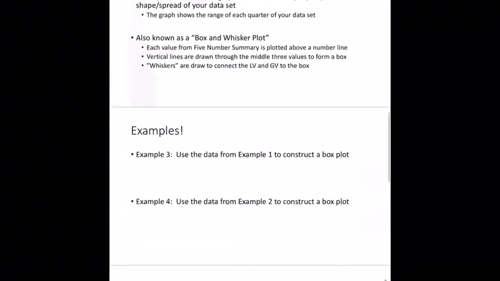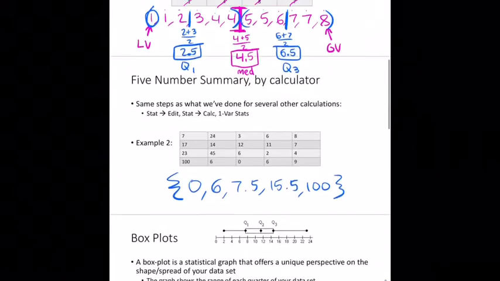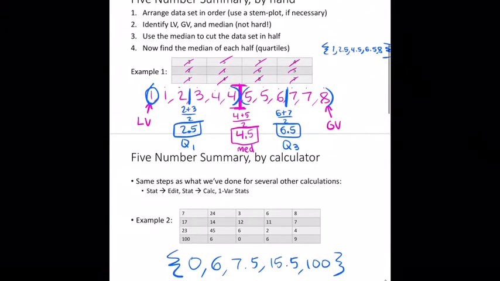So we're going to take that data from example 1 and make a box plot. Example 1's 5-number summary, I'm going to copy and paste from over here.